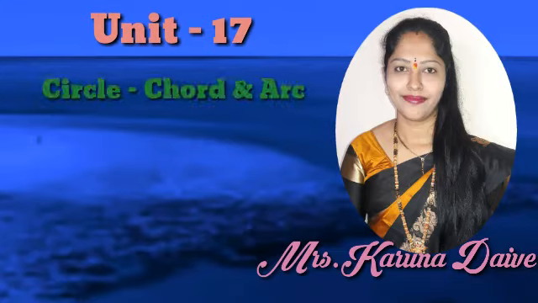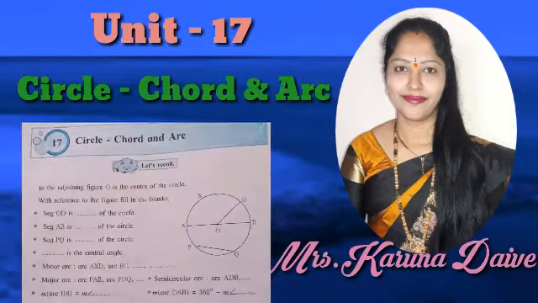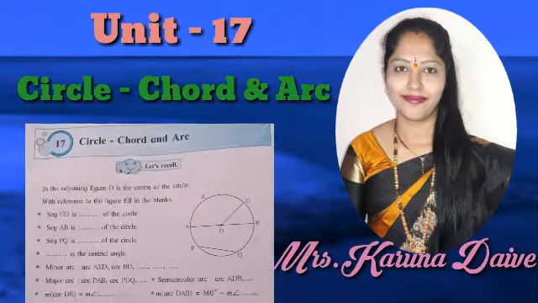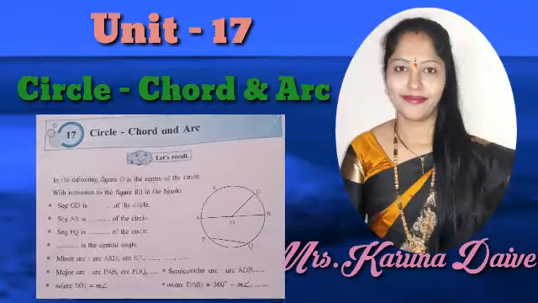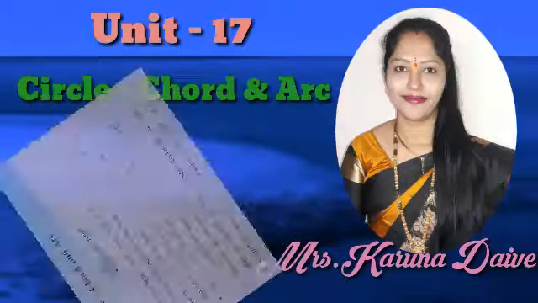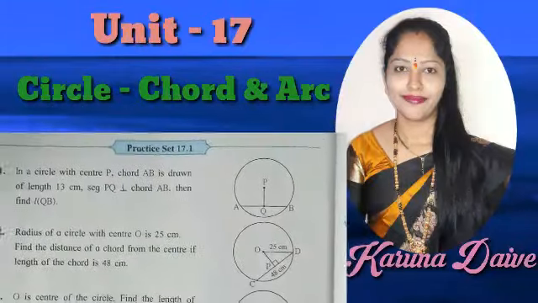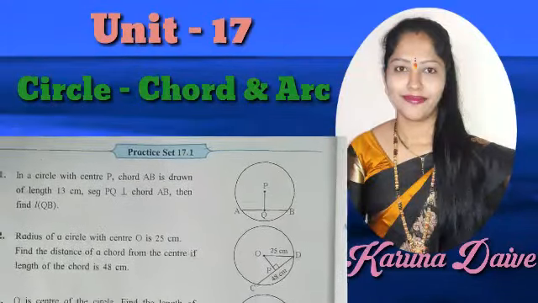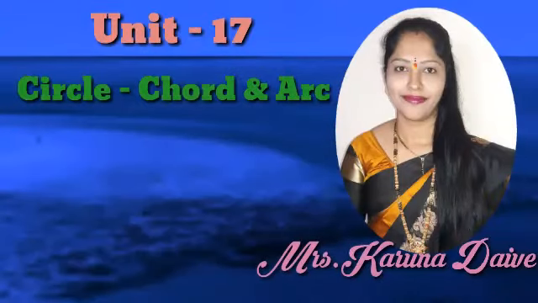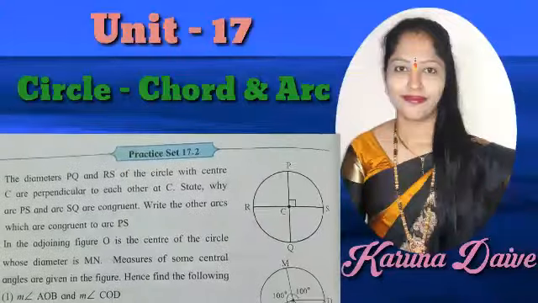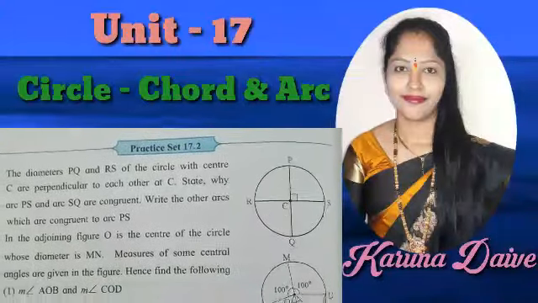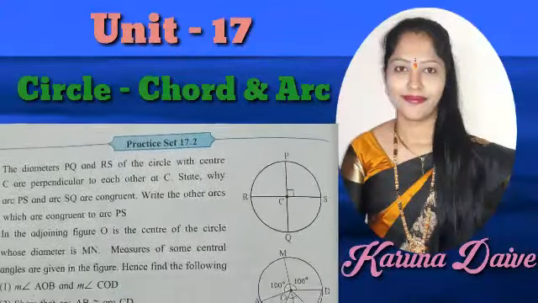Friends, in that we have already started our unit number 17, that was circle, chord and arc. In that we were aware with the different types of concepts of circles along with the properties of chord and arc. And we have also finished our practice set number 17.1. But now it is time to go ahead and learn about practice set number 17.2, which is the last section of our syllabus. So let's go ahead.